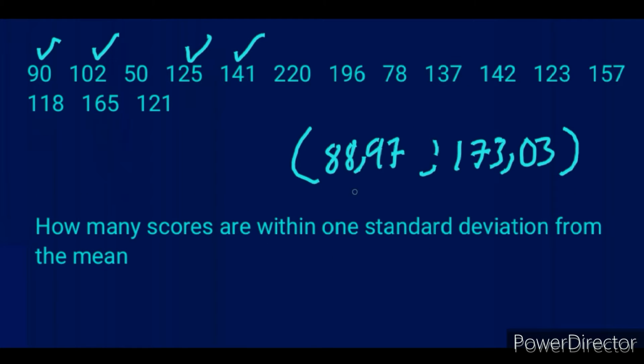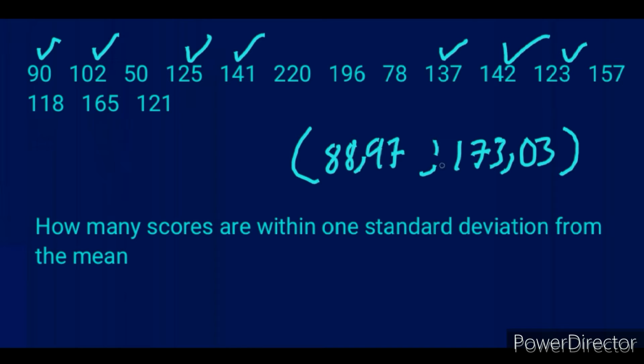So 137 is bigger than 88.97 and is smaller than 173.03, so it's also part of the restriction. So it's between these scores. And then let's check 142. It's bigger than this, it's smaller than this, so it also works. And then 123. 123 is bigger than this, and it's smaller than this. So 123 works. What about 157?